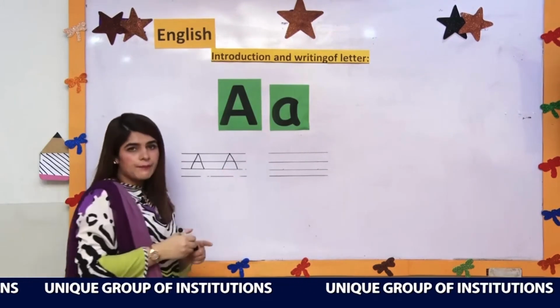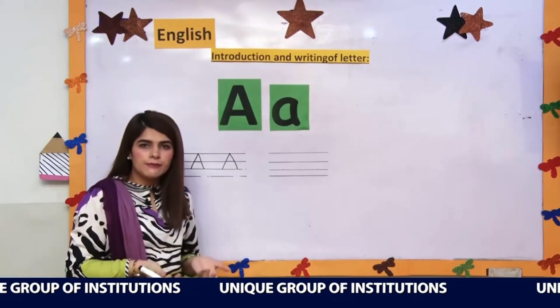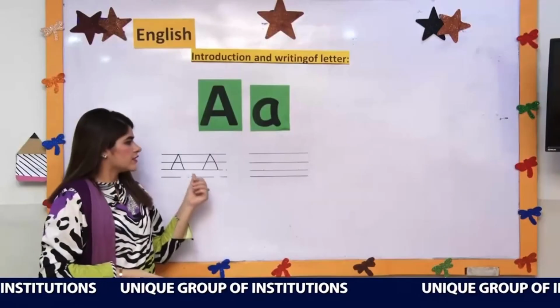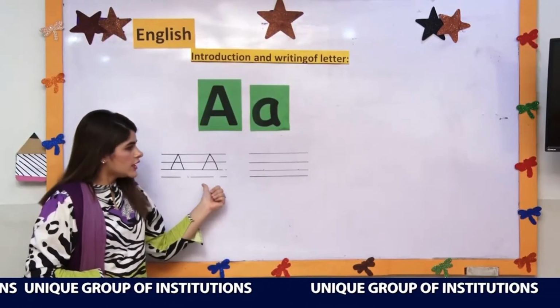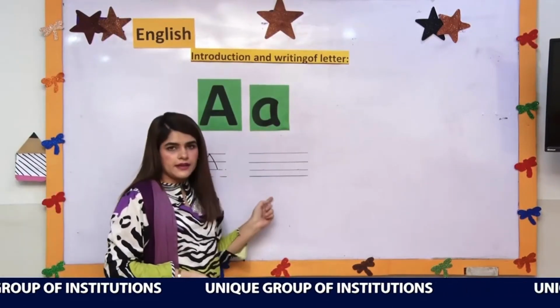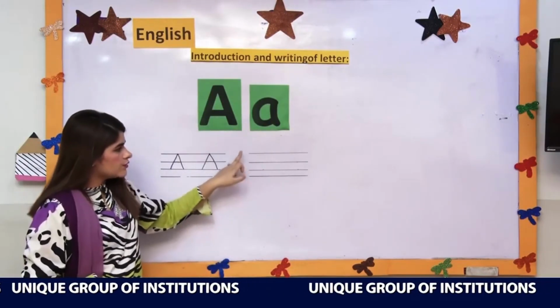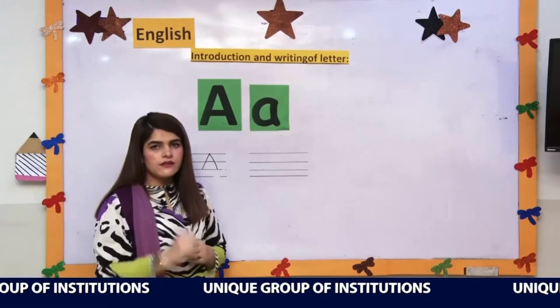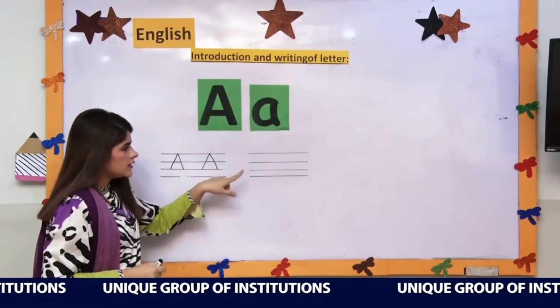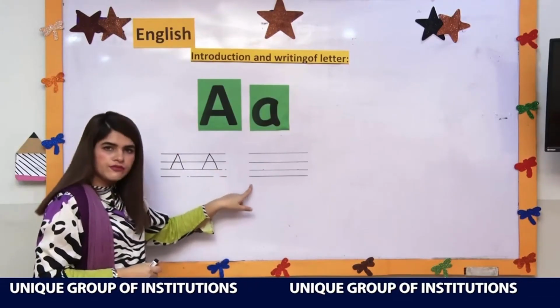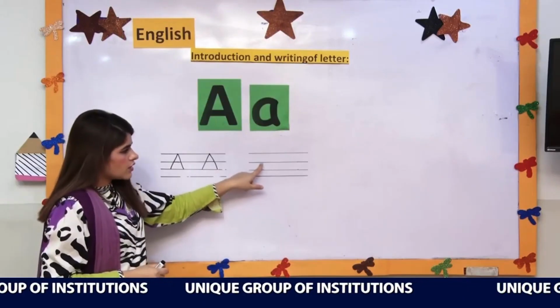This is capital A. So after the writing of letter capital A, we are going to write small a, and this is also lowercase a. You can see on the board we have 4 lines, 1, 2, 3 and 4.